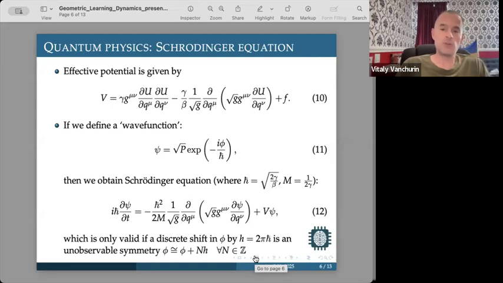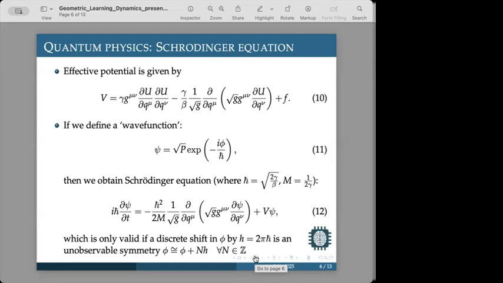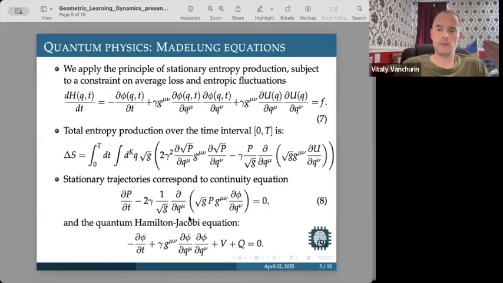If you do not have this shift symmetry, then the system is not described by the Schrodinger equation. It's described by the Madelung equation. Then you do not have an interpretation for this phi as a phase, because a phase is different from just a real number. A real number can go from minus infinity to plus infinity. A phase goes from 0 to 2 pi and then comes back to where it started. So there is this symmetry, and if you don't have that, it's not Schrodinger dynamics.